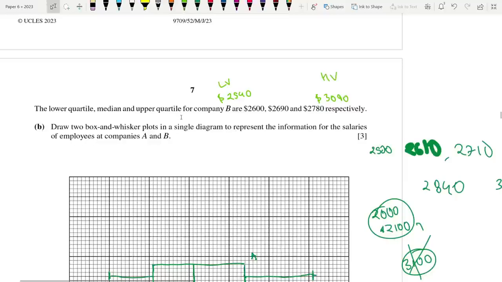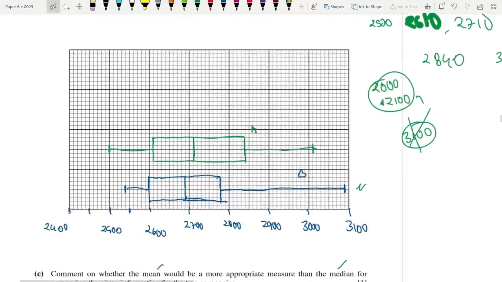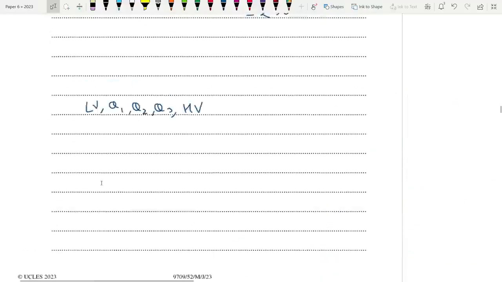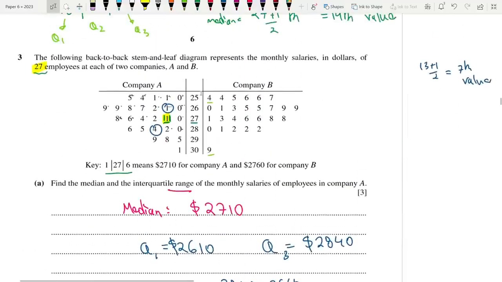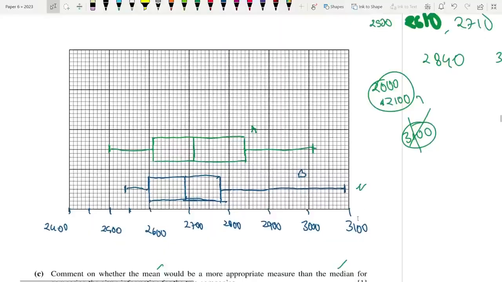So we are asked to plot on a single diagram the box and whisker plots for both of them. So I start with my scaling. I see that 2500 is my least value, while 3090 is my last one. So my last one has to be 3100 at least, and my starting has to be 2500 at least. So I saw that I could start from 2400 and it would fit. Okay. So what's the next step?